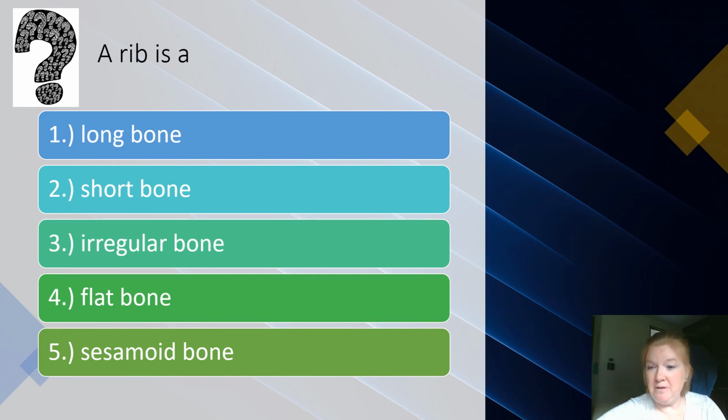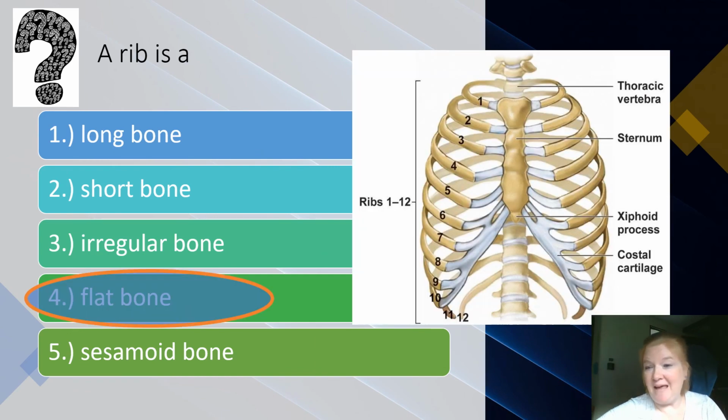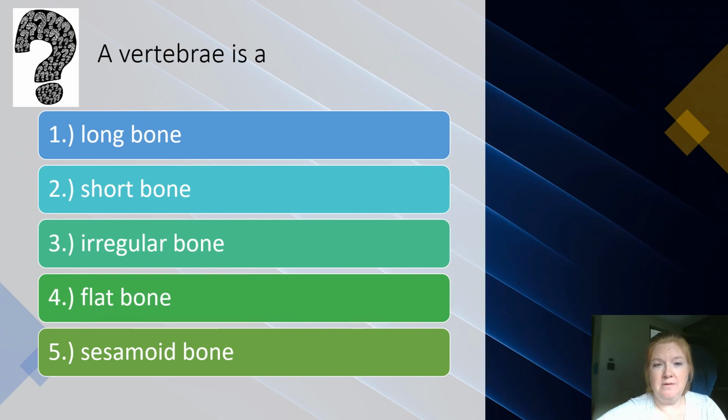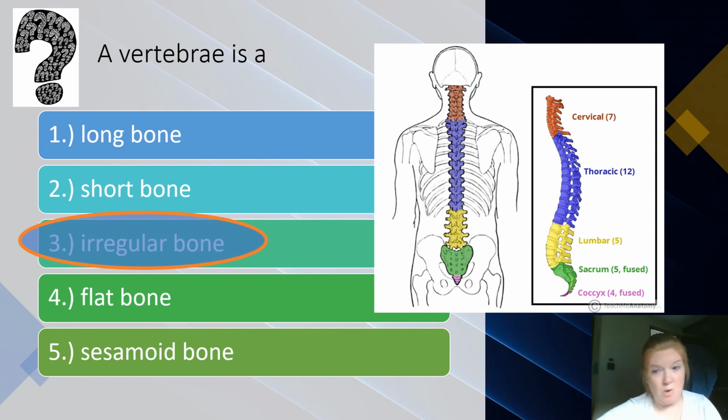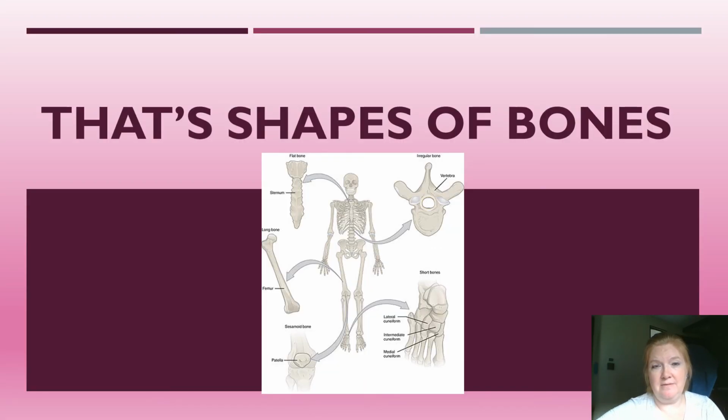A rib. Flat bone. Remember, flattened, but usually curved. A vertebrae is what kind of bone? Irregular. Totally weird, complicated shape. There you have it. Those are shapes of bones. And today, I hope you learned something new.